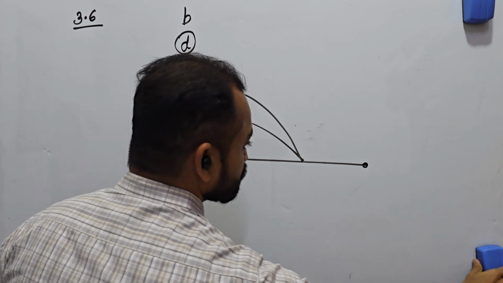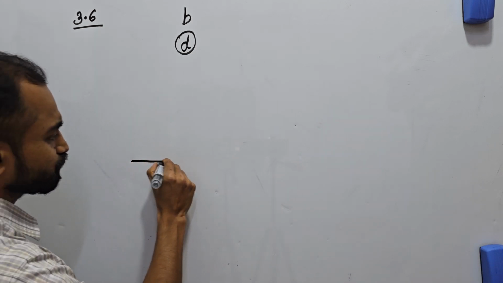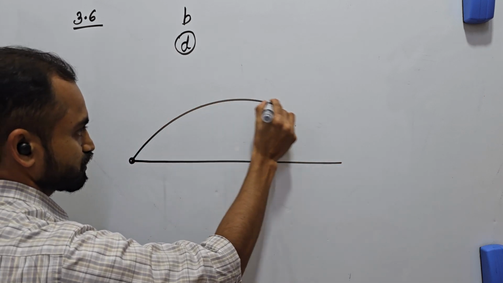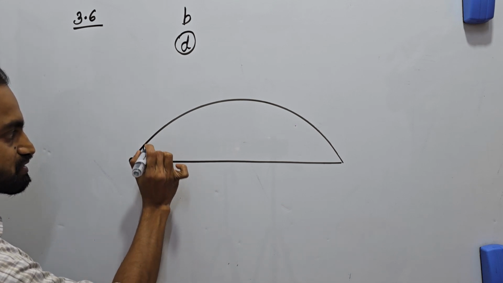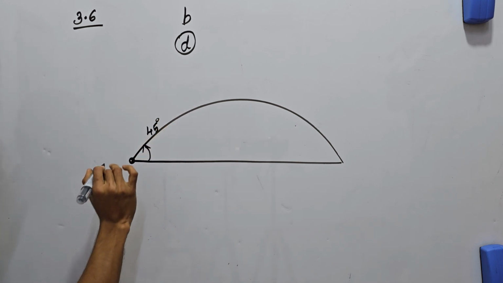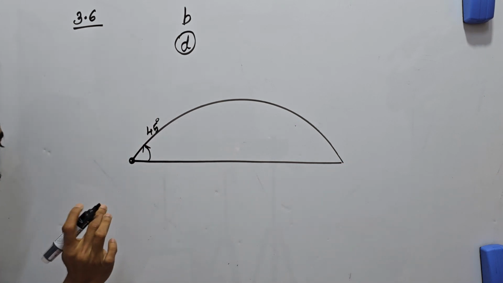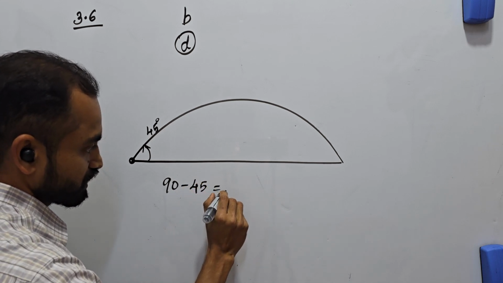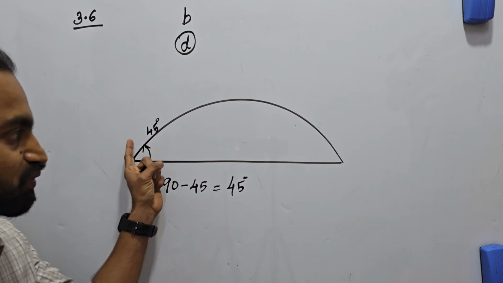But if I throw the ball at an angle of 45 degree, it will travel the maximum distance. Then what is the next angle for which I will get the same distance? 90 minus 45, right? What is 90 minus 45? 45. So if the angle is 45 degree, we have only one angle, right?